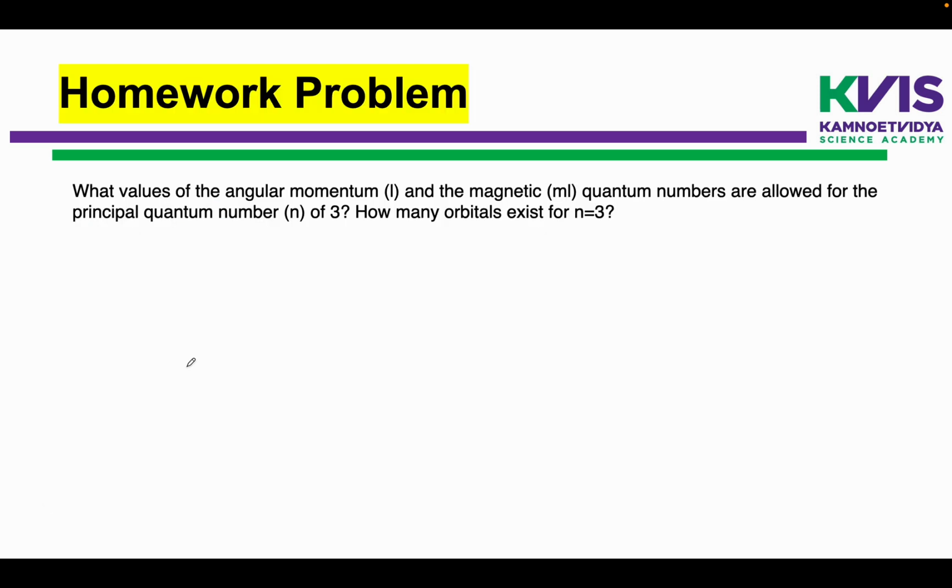All right, let's do some problems here. Go ahead and work on this problem. Tell me what values of the angular momentum and magnetic quantum numbers are allowed for the principal quantum number n is equal to 3. And also answer the question: how many orbitals exist for n is equal to 3? Go ahead and pause the video and work on this problem.